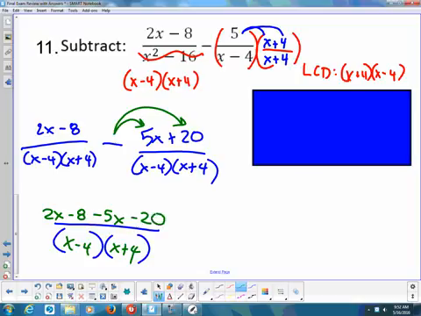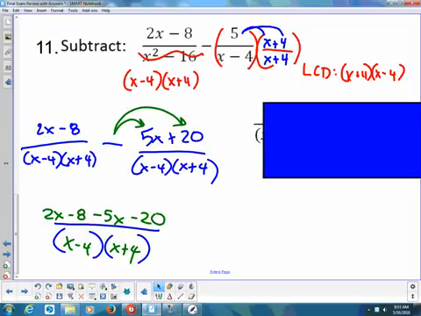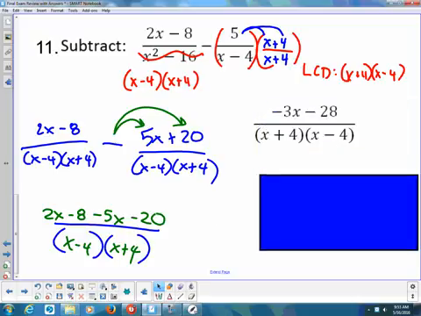And when we combine like terms in the numerator, we're going to get what, Nina? Combining like terms here in the numerator. So you get negative 3x and negative 28. All right, negative 3x minus 28. Are we okay with this? Over our denominator of x plus 4 times x minus 4.